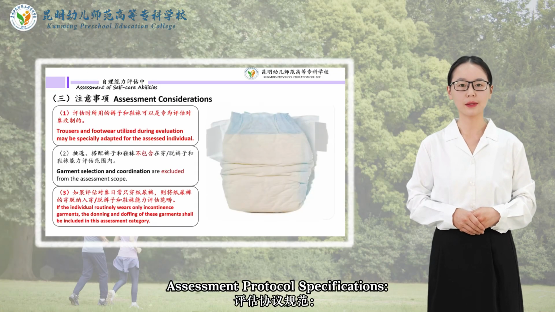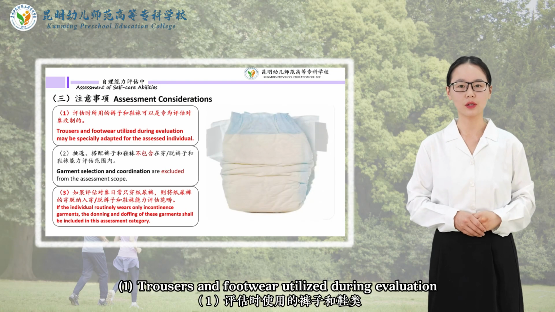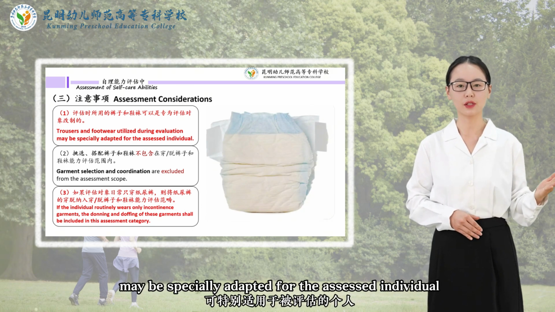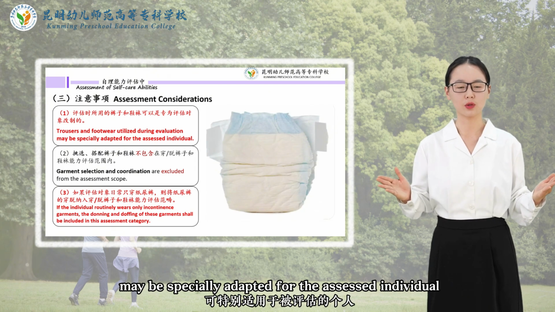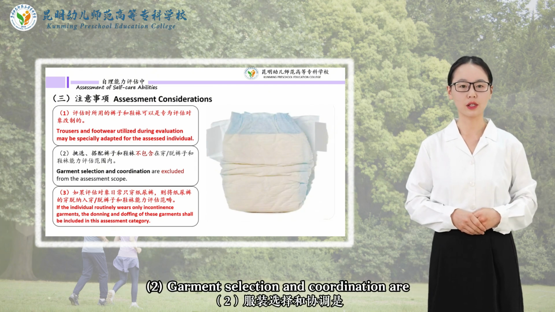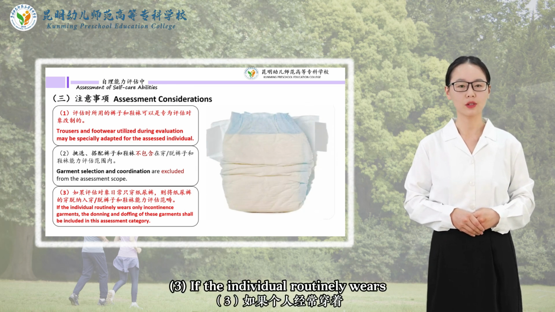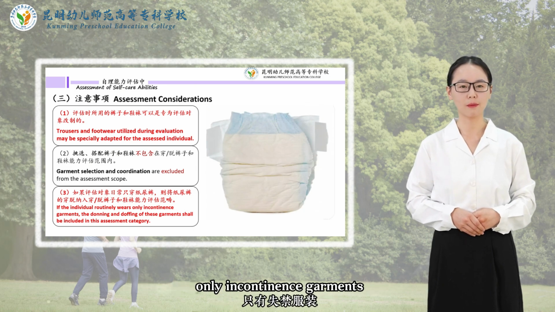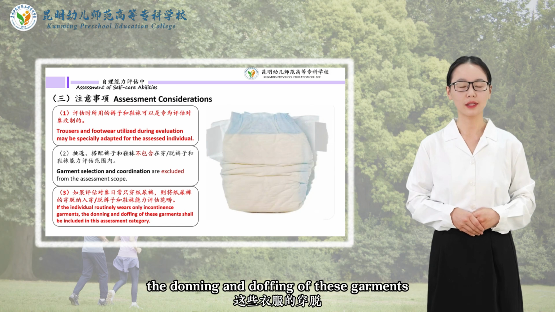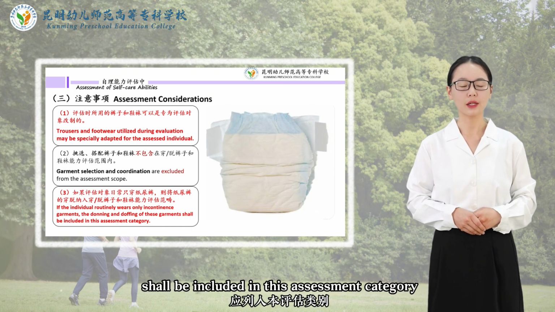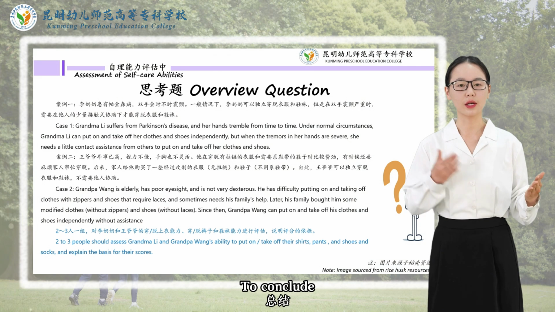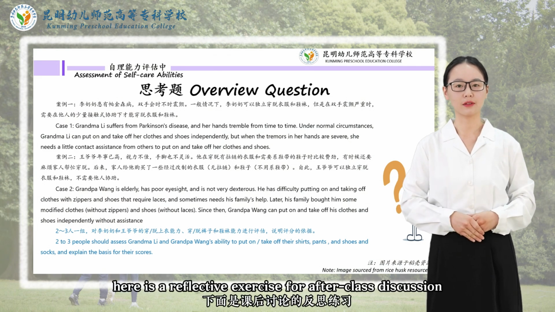Assessment protocol specifications: 1. Trousers and footwear utilized during evaluation may be specially adapted for the assessed individual. 2. Garment selection and coordination are excluded from the assessment scope. 3. If the individual routinely wears only incontinence garments, the donning and doffing of these garments shall be included in this assessment category. To conclude, here is a reflective exercise for after-class discussion.